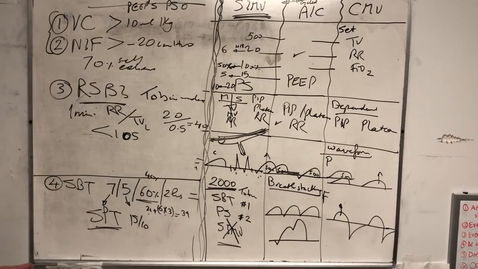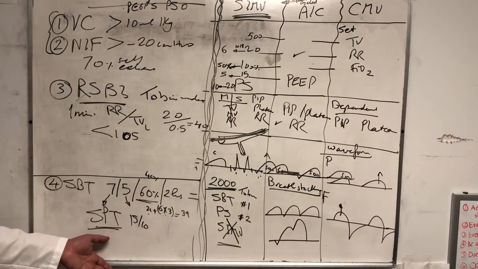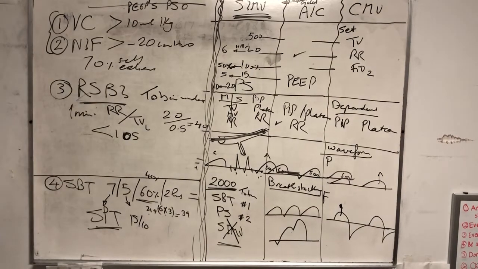Can we do it after the CAT scan? Yeah, that's fine. But you don't continue on 7/5. Make it 15/5, make it SPT, or put him back on the vent, AC or whatever you want to put him on. And when he comes back, you can extubate him without repeating the SBT again. Okay? So we're done with that.